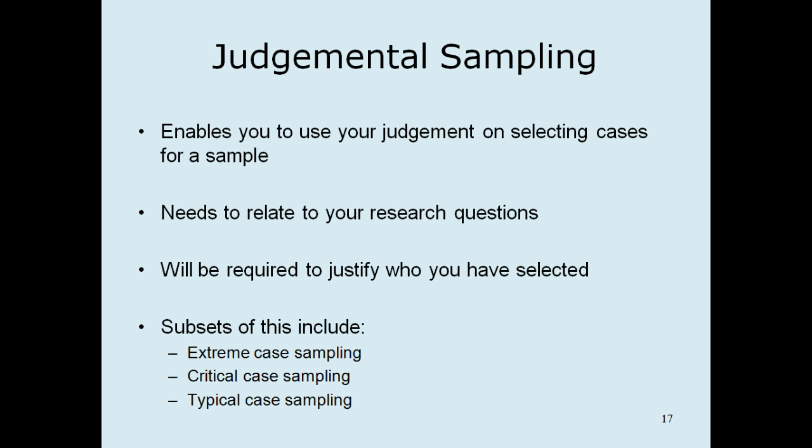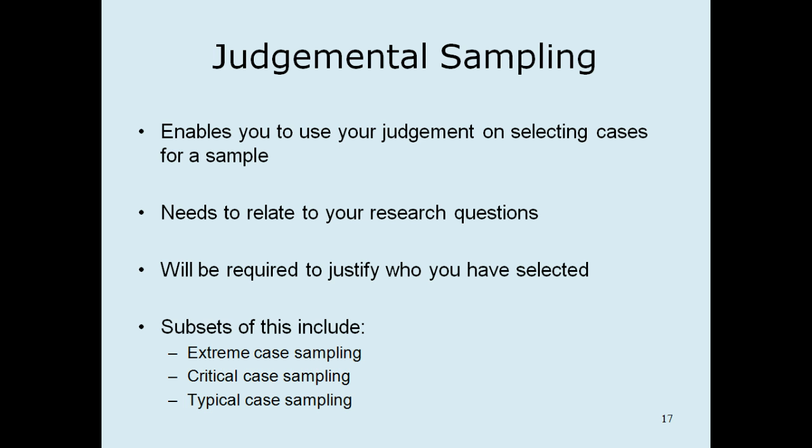The next one is judgmental sampling, and this enables you to use your judgment on selecting cases. Now, this is obviously there's a slight bias in here, but it's actually used quite a lot. So what we're doing here is thinking, right, who would be an ideal person to interview, or who would be an ideal company to go and work in and observe, or who would be an ideal consumer to actually talk to.